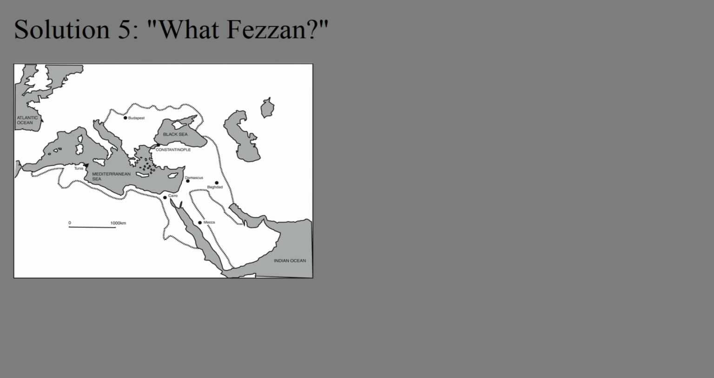Solution 5. What Fezzan? To be fair, the Ottomans didn't always have a presence in Fezzan, so some maps showing the Ottoman Empire may not be covering the time periods they did control it, but some maps just elect to keep the border near the coast and not bother mapping Fezzan at all, which doesn't seem like a valid solution, but it is something I have seen a lot.